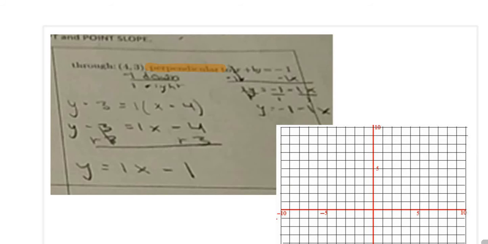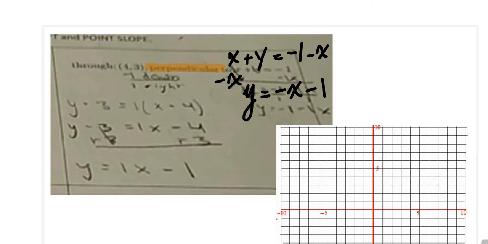Okay, that's x plus y equals negative 1. X plus y equals negative 1. Okay, so you minus x, so we end up with y equals negative x minus 1. That's fine. So that you end up with your slope is basically negative 1 over 1. Okay, so our current slope is negative 1 over 1, which means our perpendicular slope is going to be positive 1.